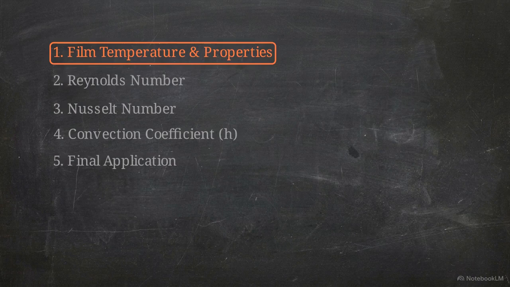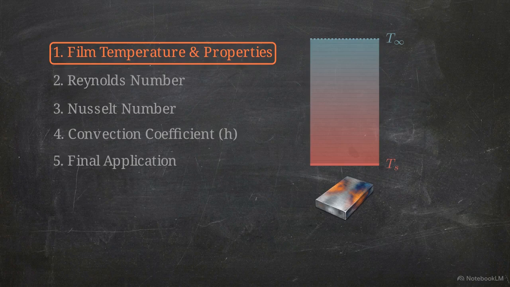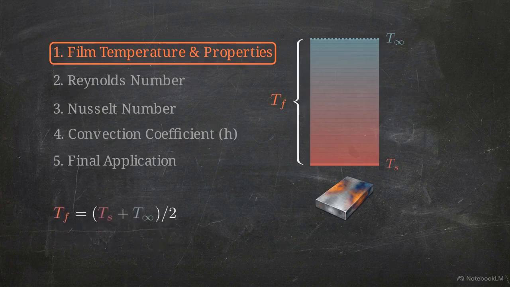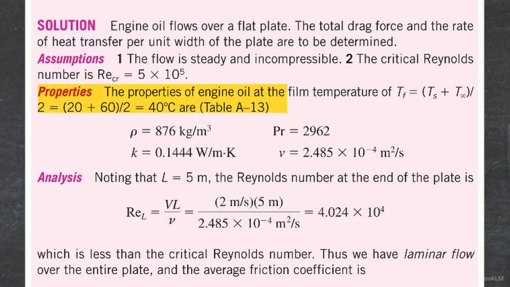Step 1 is finding the film temperature. The fluid next to a hot plate is warmer than the free-flowing air miles away. You cannot base fluid properties on just the hot surface or the cold free-stream air. You need the average boundary temperature. This property section averages the 20 and 60 degree temperatures for a 40 degree film temperature, where we pull fluid properties.